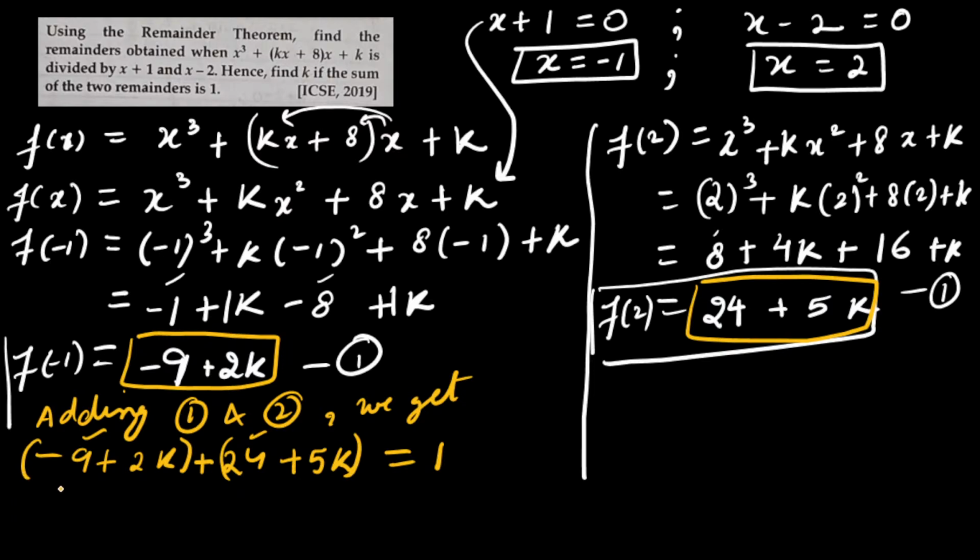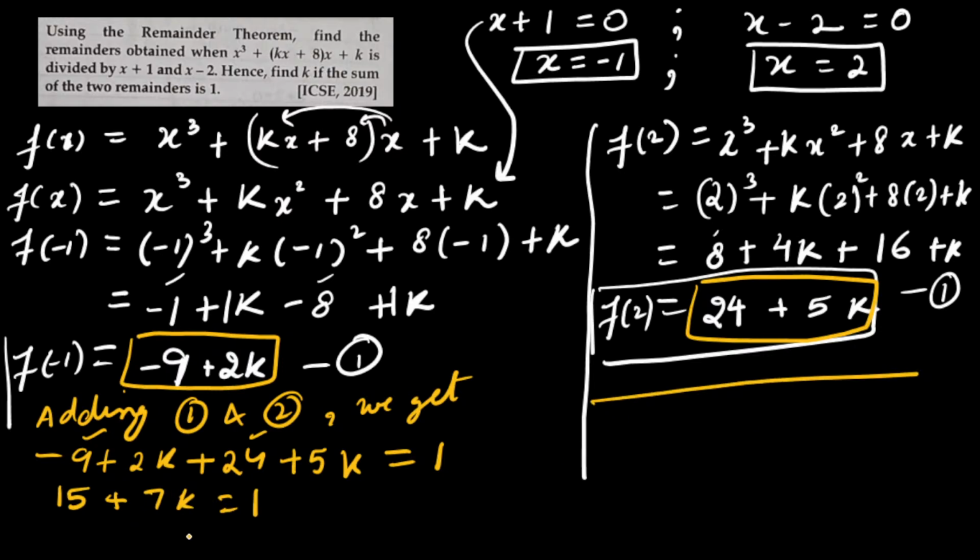24 minus 9 is 15, plus minus minus, with the sign which is with the greater number. So with 24, the positive sign is there. You can open the brackets. So plus 24 plus 5k, and like terms. So 5k plus 2k both are like, so 7k is equals to 1.